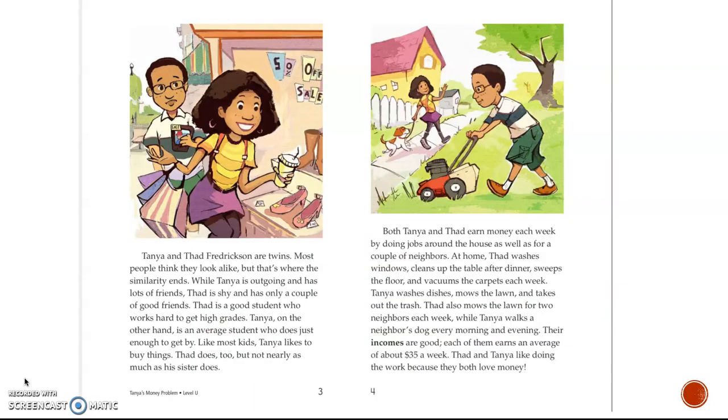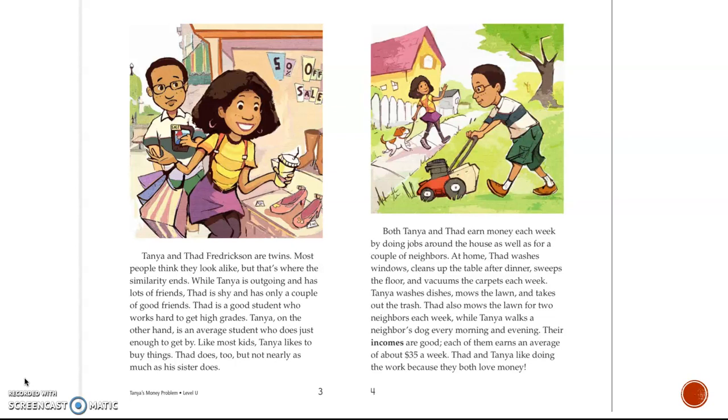Tanya and Thad Fredrickson are twins. Most people think they look alike, but that's where the similarity ends. While Tanya is outgoing and has lots of friends, Thad is shy and has only a couple of good friends. Thad is a good student who works hard to get high grades. Tanya, on the other hand, is an average student who does just enough to get by.